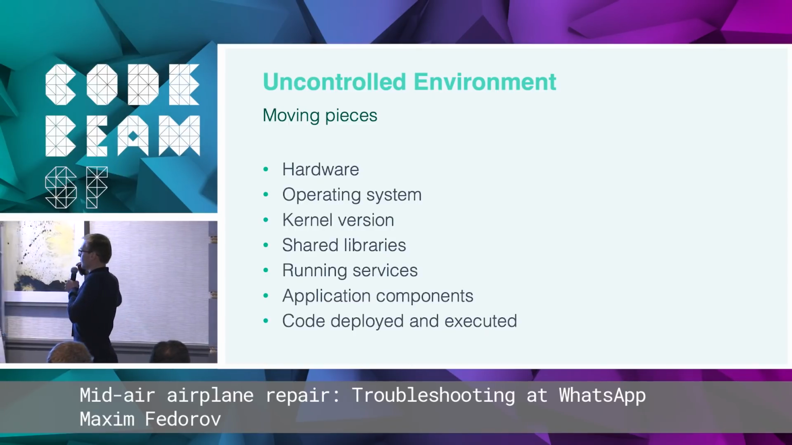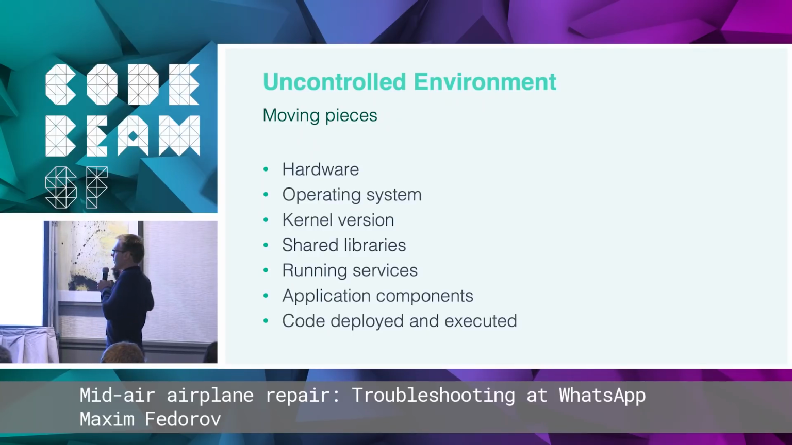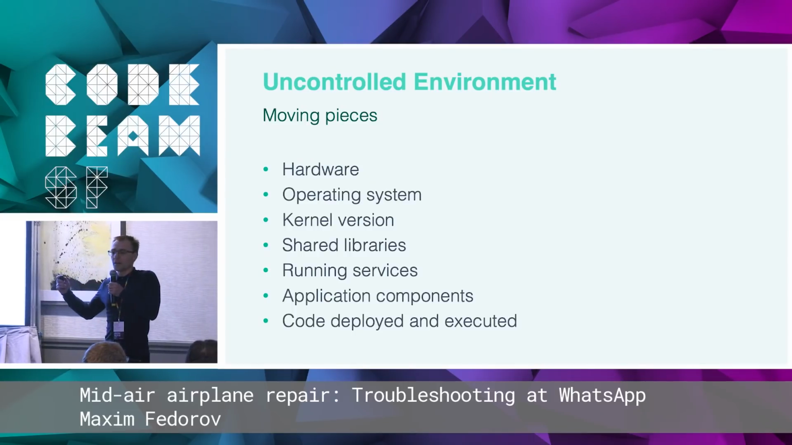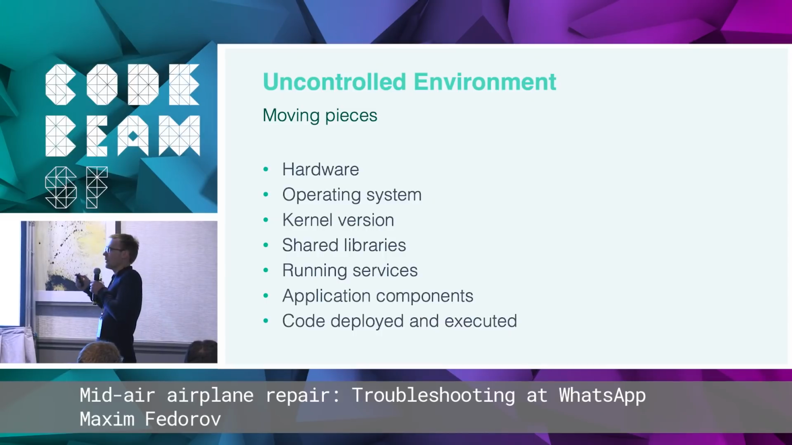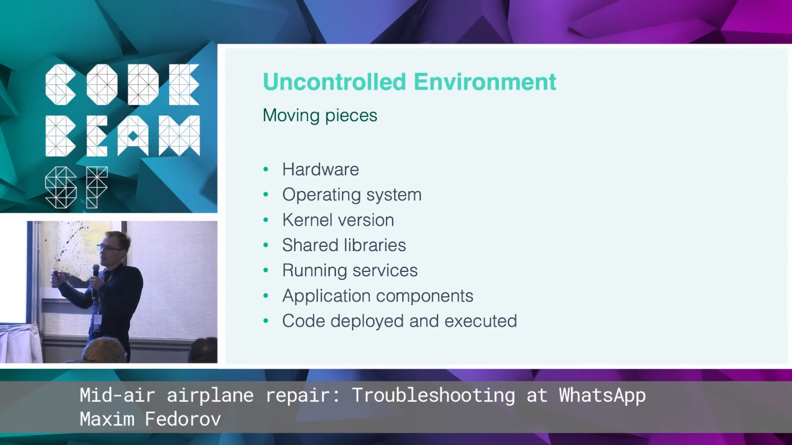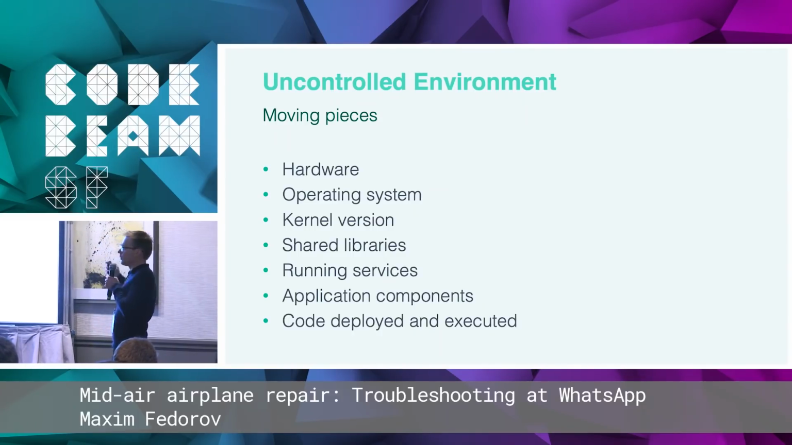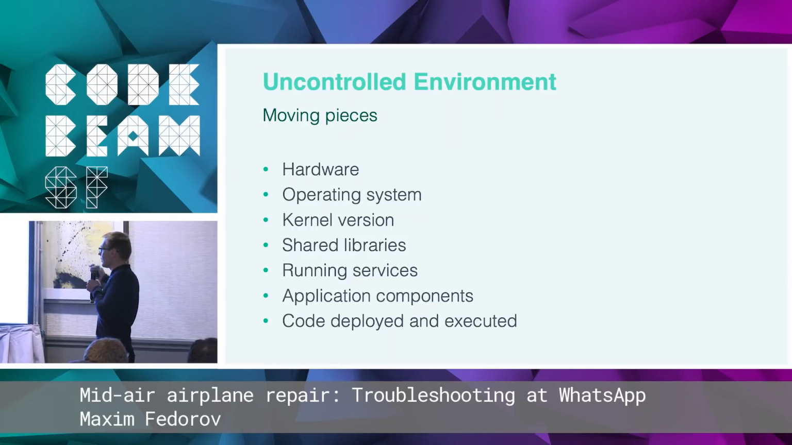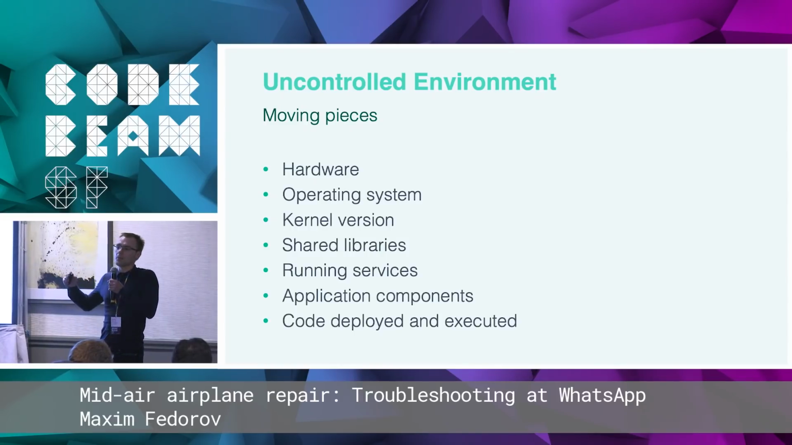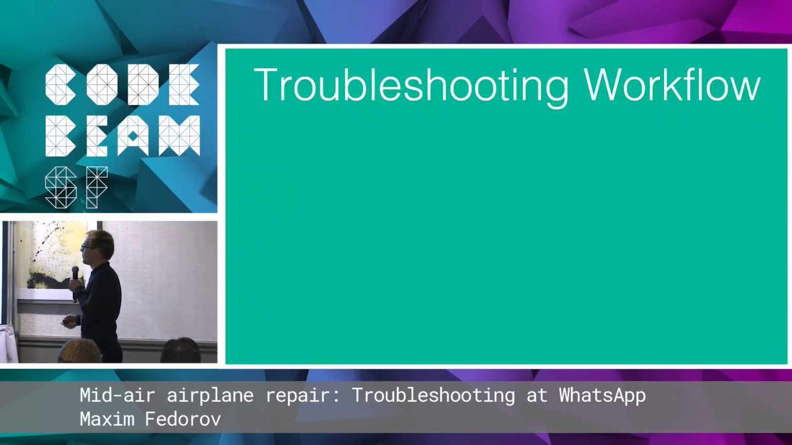We have so many different moving pieces. All servers may have various differences in hardware. The operating system could be either Linux or FreeBSD, or maybe, I don't know, Erlang doesn't work on VxWorks anymore since OTP R22, but it used to, and well, we never used it, but I see how it could work. So there could be different kernel versions, shared libraries, different services running on these servers. Even the application components, the stuff that we deploy, could be just different. So there are a lot of moving pieces.